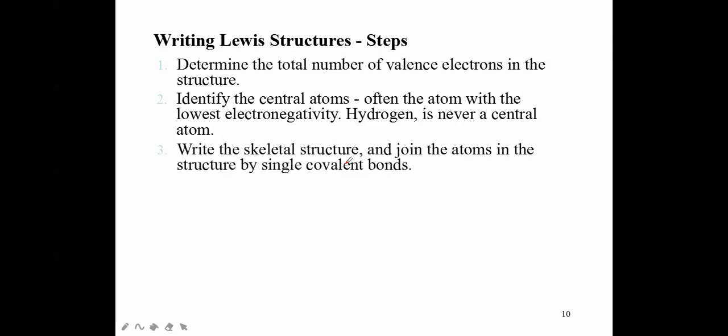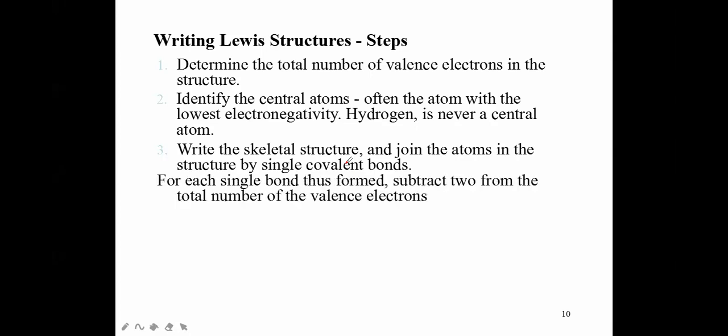Then we write the skeletal structure, okay? And we join the atoms in the structure by single covalent bonds. So you start with giving a single covalent bond to each. For each single bond formed, subtract 2 from the total number of valence electrons. We'll see this in a detailed representation, but we need to follow this stepwise.